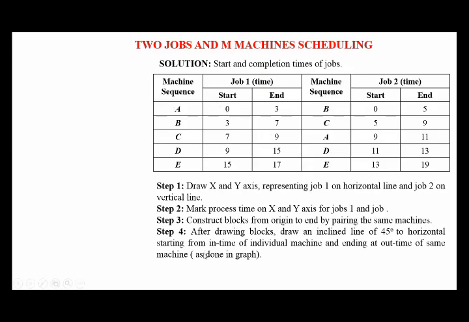A starting time is 0, so we add the process time of 3 hours. Simply we get it. Next, 3 to 7, 7 to 9, 9 to 15, 15 to 17, we calculated.